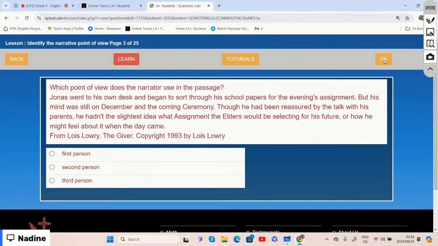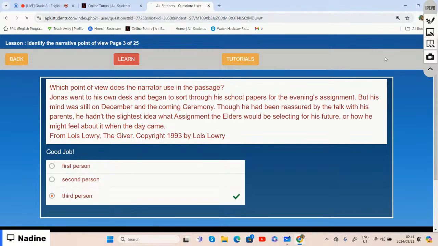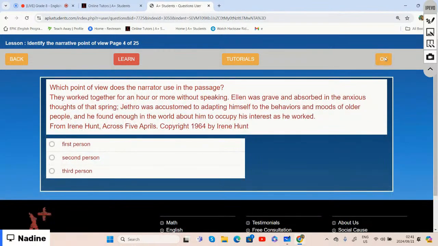All right. And if we were to select which point of view the narrator uses in the passage, then yeah, we can say this is in the third person point of view. Mainly the names are being used, he or she is being used, right? It's very limited vocabulary about the person, the character. So well done. Third person is correct. Well done.